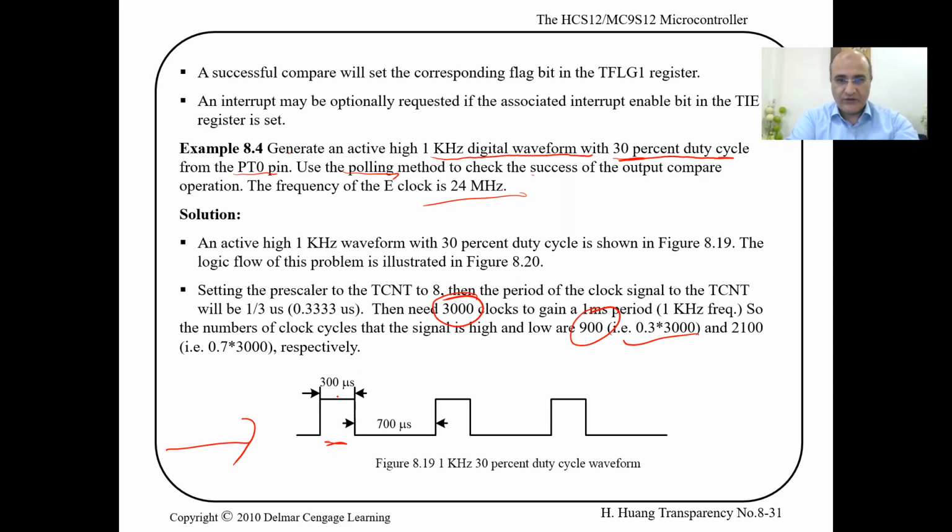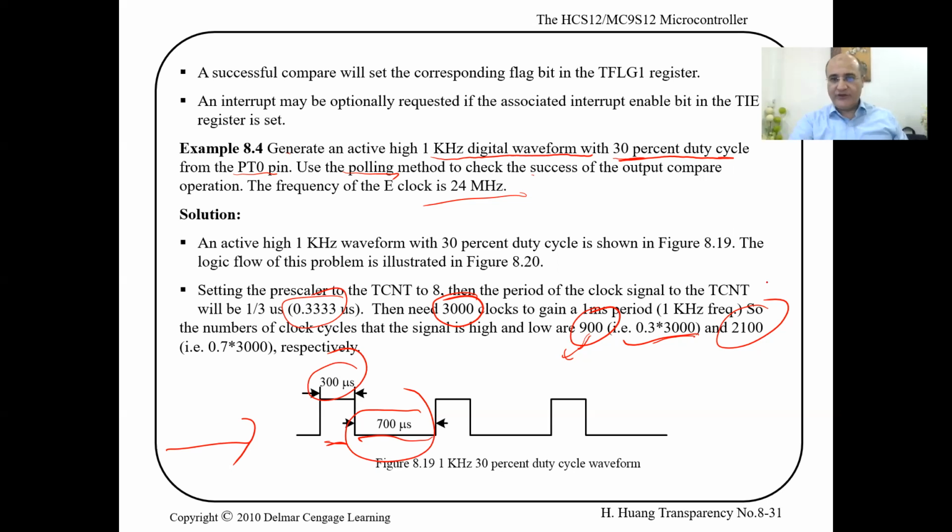Okay, counts, and 2100 are low. Well, multiply 900 times 0.333. Every count is 0.33. That is 300 microseconds, and you'll get 700 microseconds low. Okay, now for the code. So now we got the math.